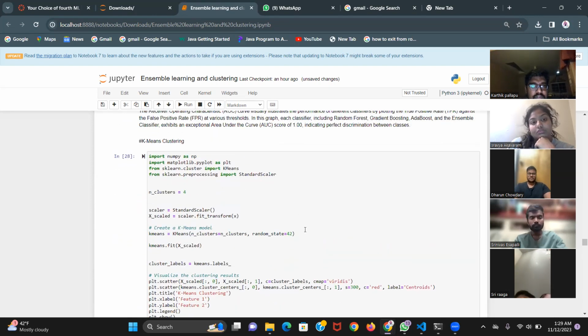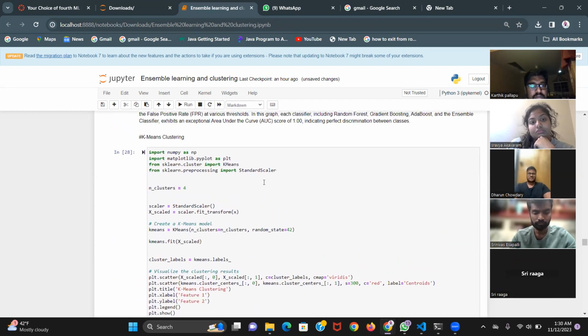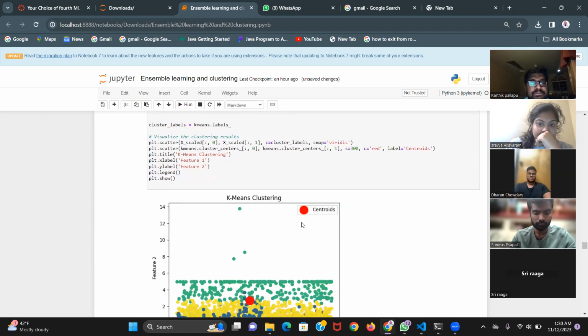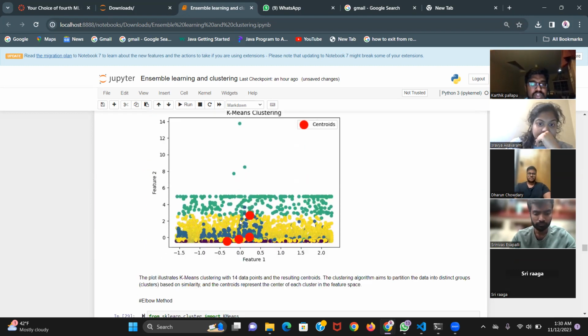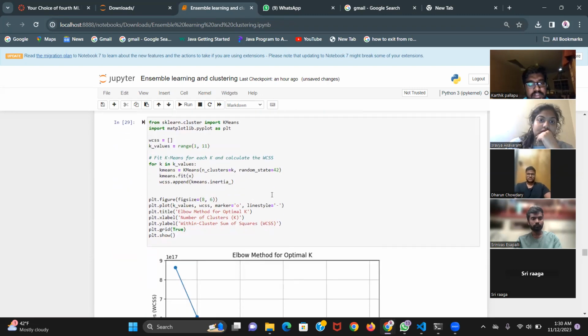And after that, we do the k-means clustering, which is the main important part. K-means clustering, we use it with scikit-learn preprocessing and also for other purposes. Here, the data visualization shows the data points and the resulting centroids. The clustering algorithm also shows the pattern of perfectly distinct groups of clusters. It means the centroids represent the center of each cluster. And here you can see the centroids are only four.